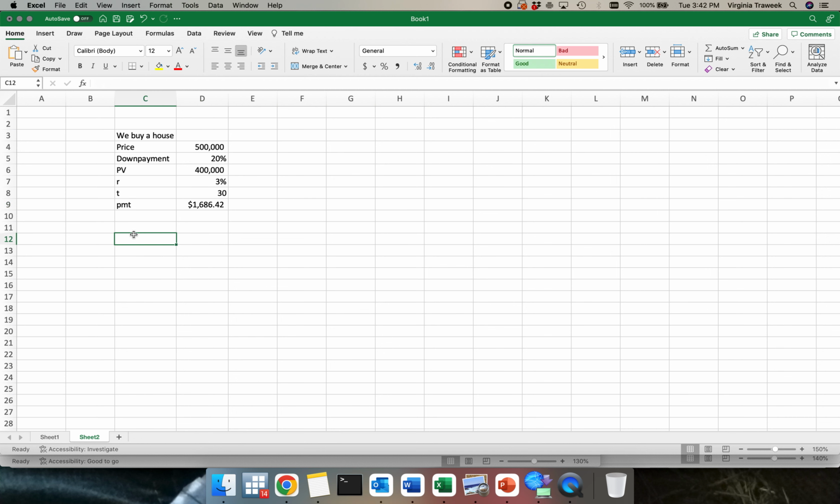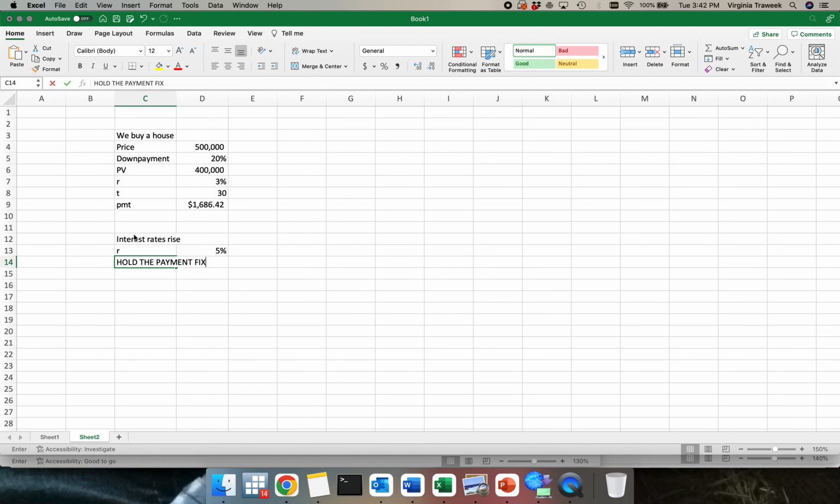Now let's assume that interest rates rise. So now instead of R at 3%, let's say R is 5%. So for a 30-year mortgage, you go from 3% to 5%. Now let's hold the payment fixed.